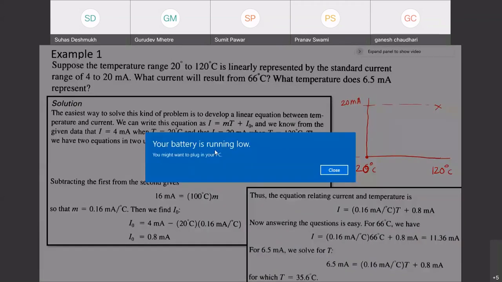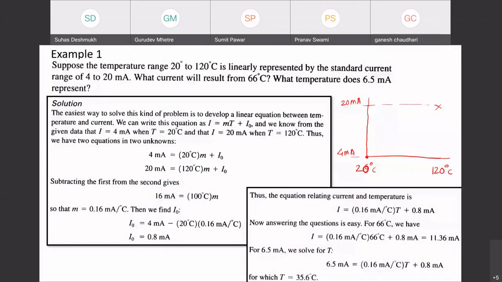Here, the sensor is shown, and it is linearly represented. Linearly represented means I can now join this point with this point in a straight line. So I now want to determine the equation for this. I have one condition here and another condition here.